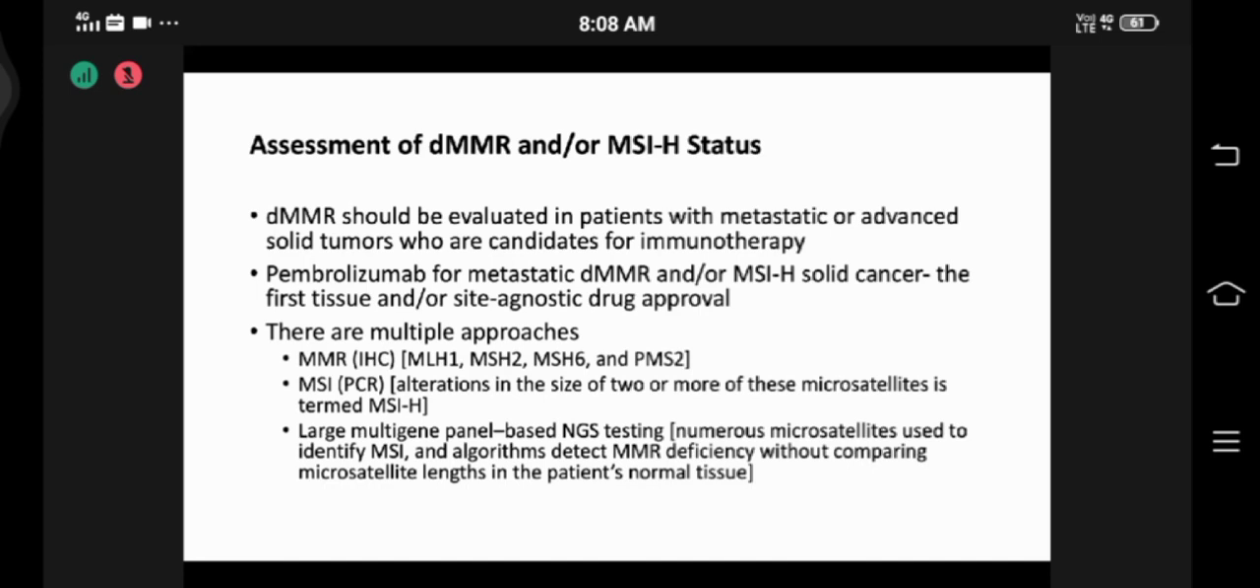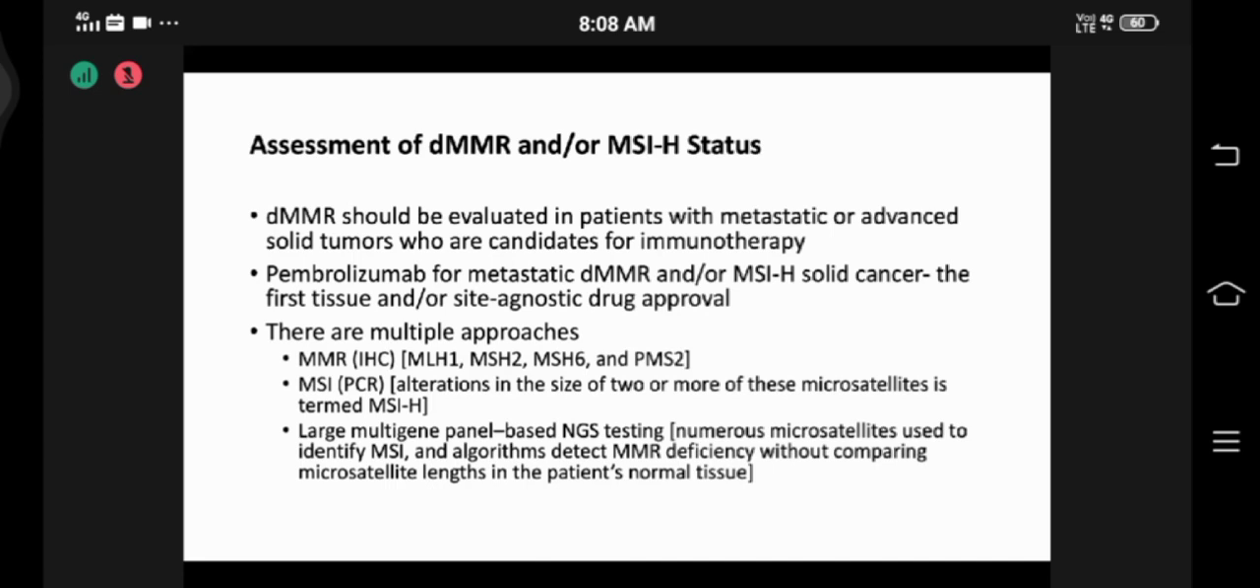I am always a very big proponent of MMR testing by IHC. The reason is it's in-house. You get the answer in 48 hours. You really don't need to do the whole PCR test or an NGS test. Of course, the NGS, when you send it out, will give you the information also. But MMR testing is in-house.